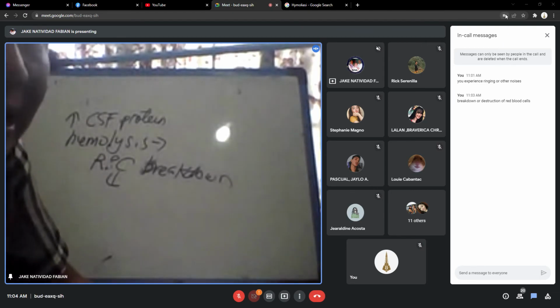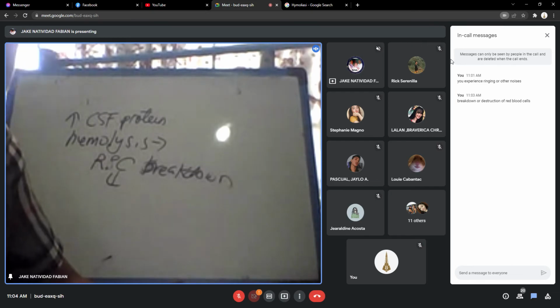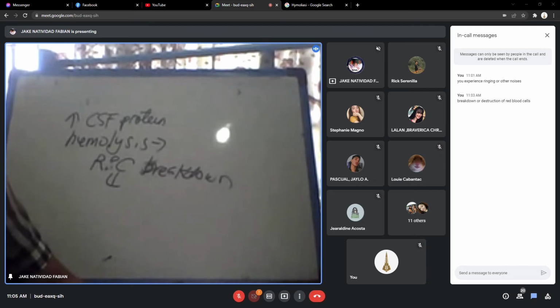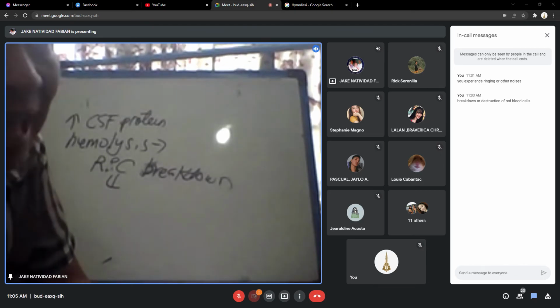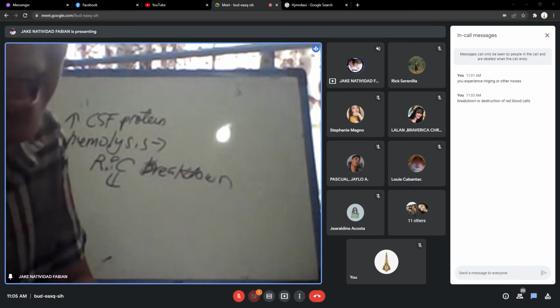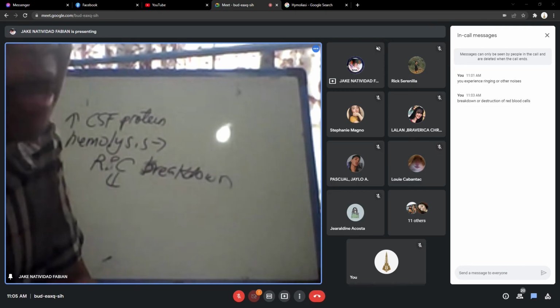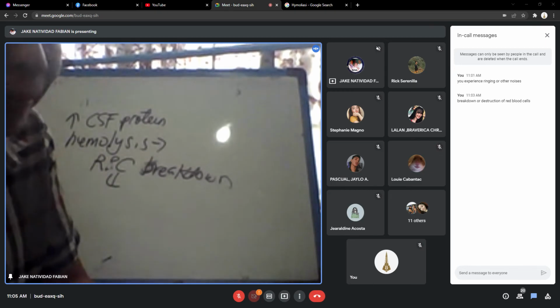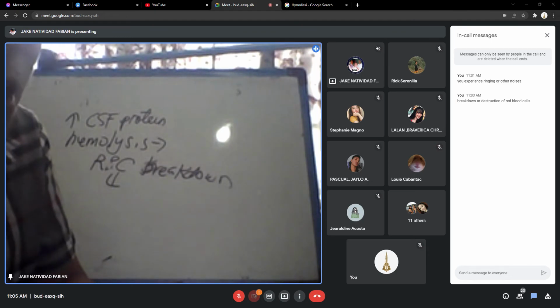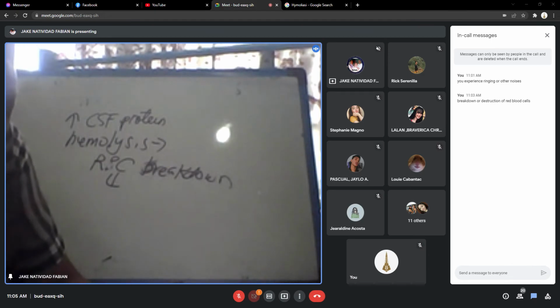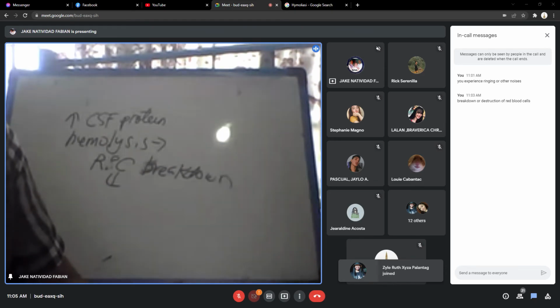Cloudy appearance, it indicates now meningitis. It should be clear and transparent, but when it's cloudy, then it means the patient may have meningitis. Yellow to reddish appearance indicates now a subarachnoid hemorrhage. Brown to orange appearance may suggest increased CSF protein.